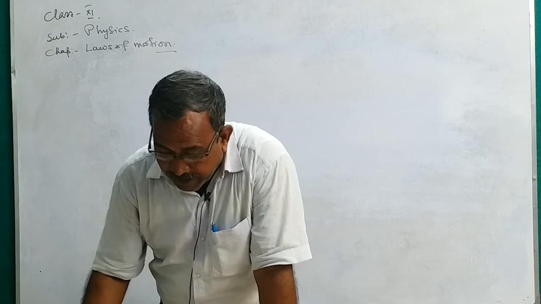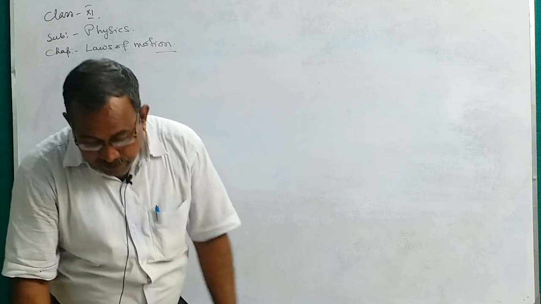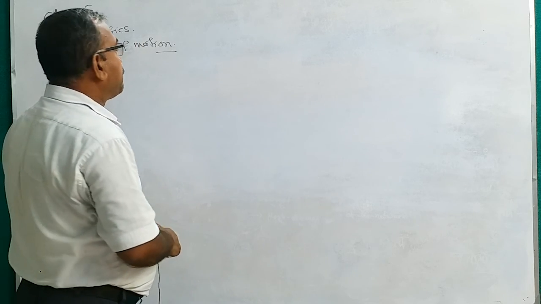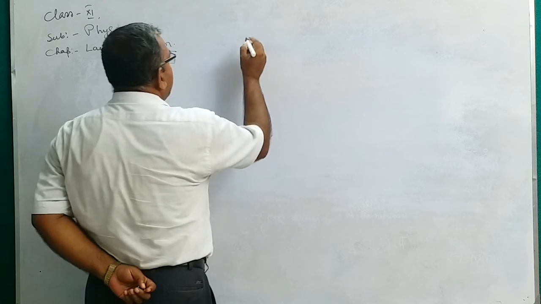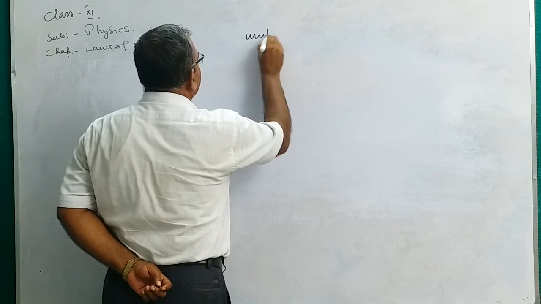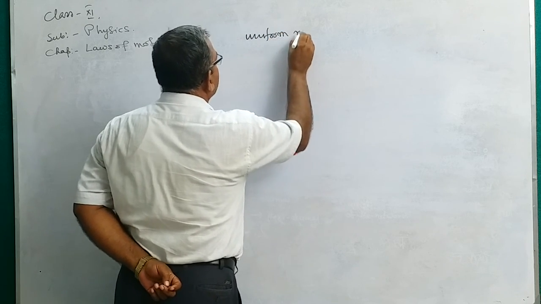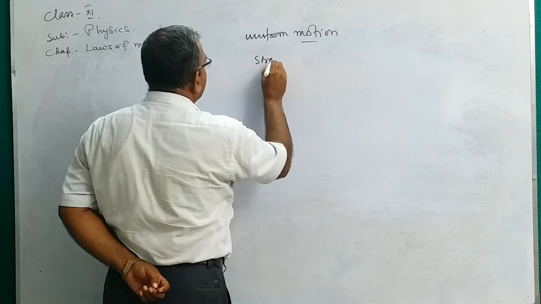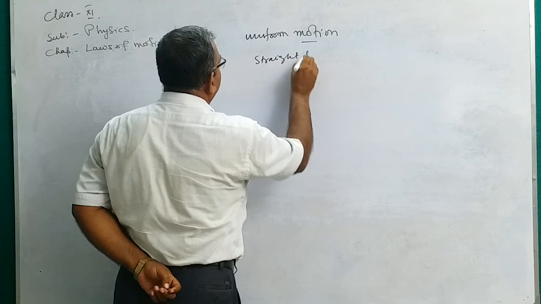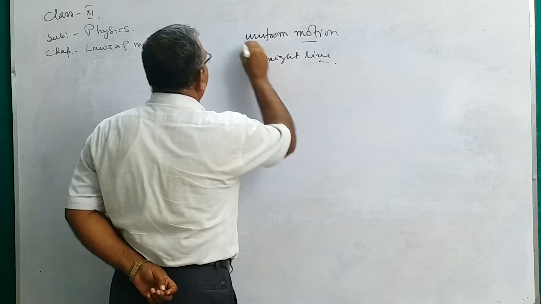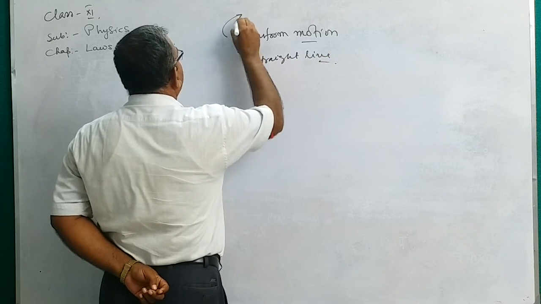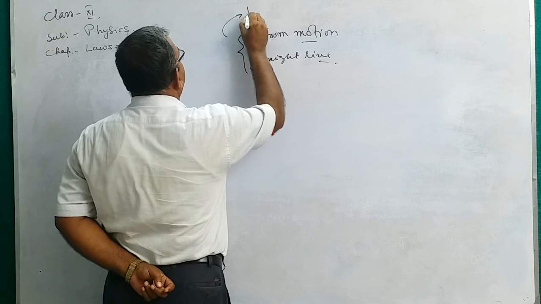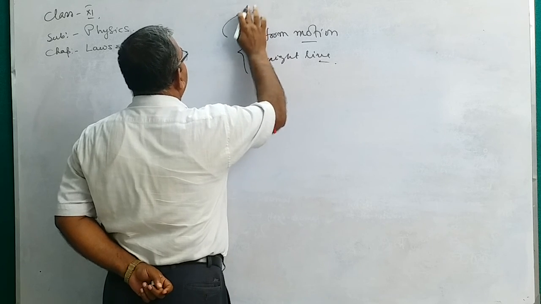What is the inner meaning of it? First is uniform motion. Second is straight line. And those are affected due to balanced force or unbalanced force.